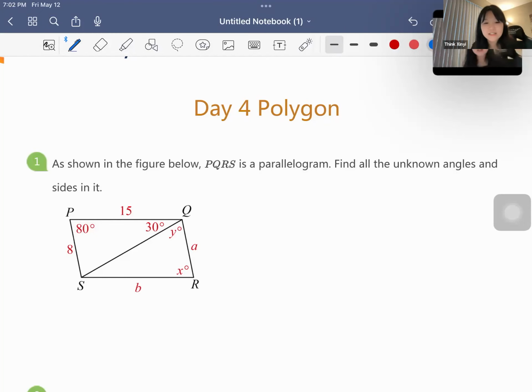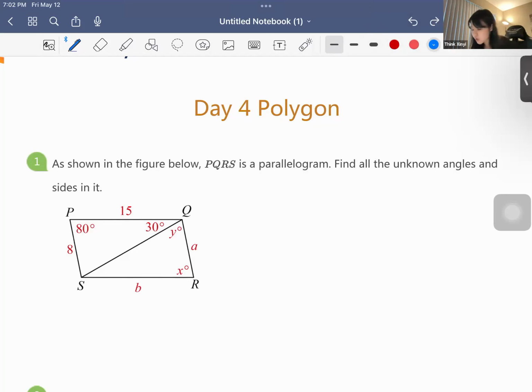Okay, so for day 4's daily challenge, we have a review about the polygon. And yesterday we had the review of the congruent triangles. And today let's move on to see another very important part of geometry, okay?